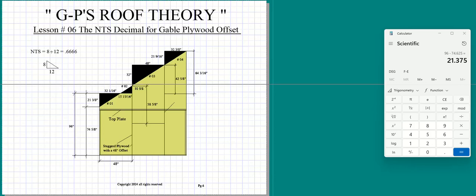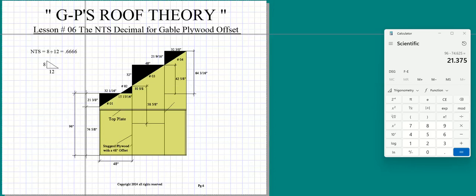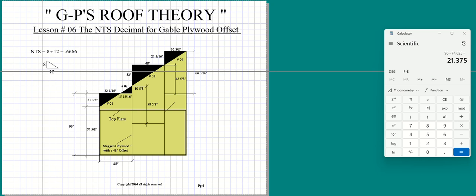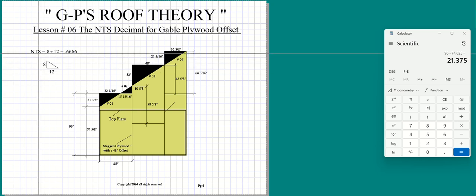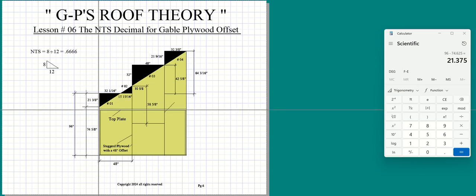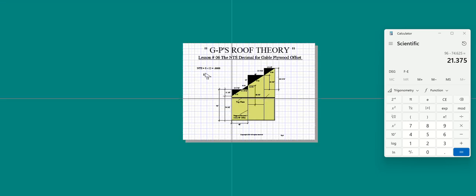Welcome to another episode of GP's Roof Theory, Lesson 6, the NTS decimal for gable plywood offset. This is an 8 and 12 roof right here. To find the NTS decimal is nothing more than 8 divided by 12 equals 0.666. This is the number the NTS decimal will be using to calculate this gable and plywood using just one number.